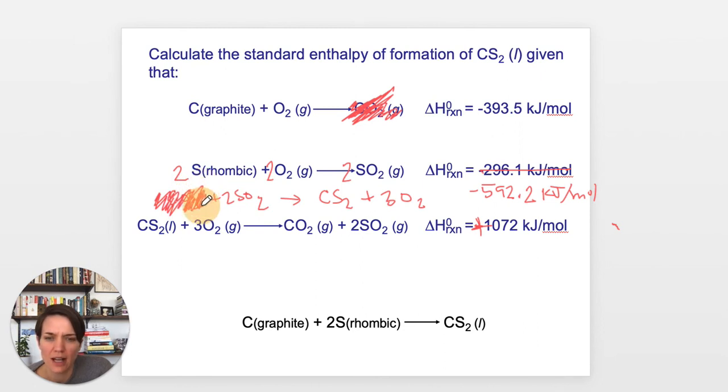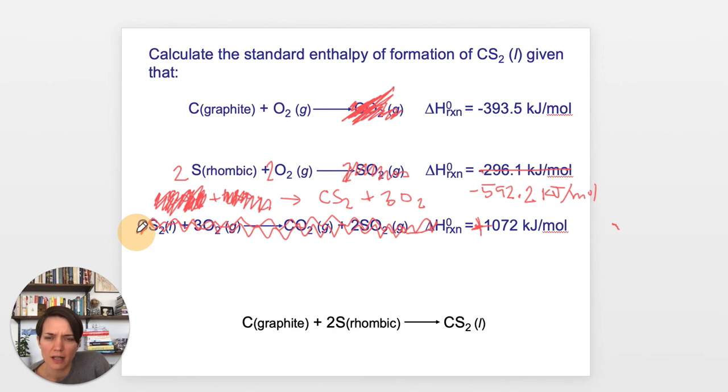I also have 2SO2 here that I don't want in my target. Does that get canceled out? And sure enough, it does. I've already effectively canceled this one out just by flipping it above. Okay, so forget that.